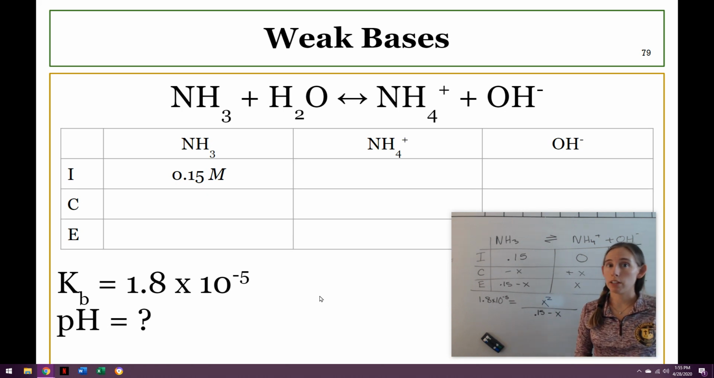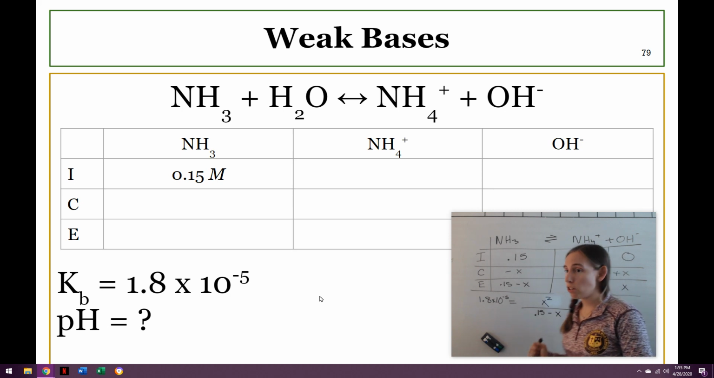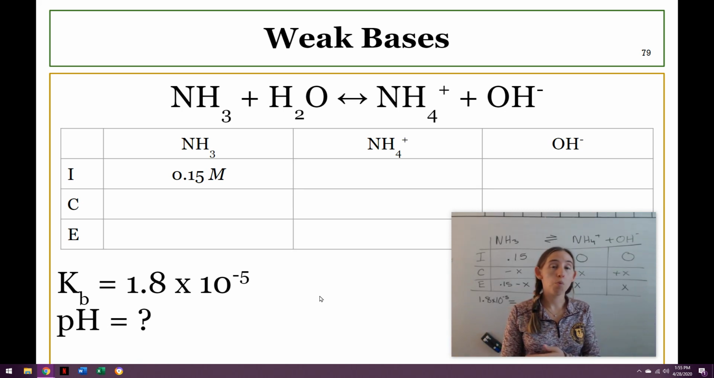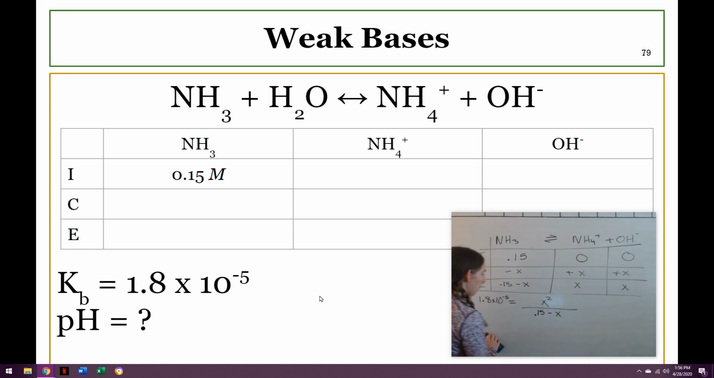Again, I will never ask you to solve one of these equations using a quadratic formula. College Board and the AP exam won't even do that. So those of you who are looking forward to AP next year, don't worry. Still no quadratic formula. Just so you know, it's easy that way.